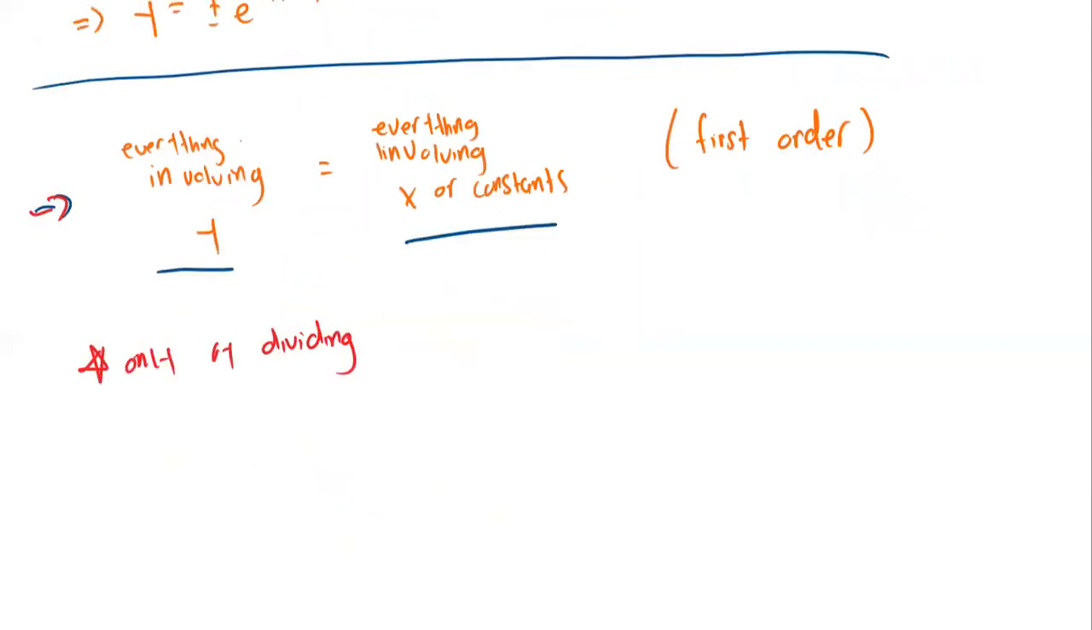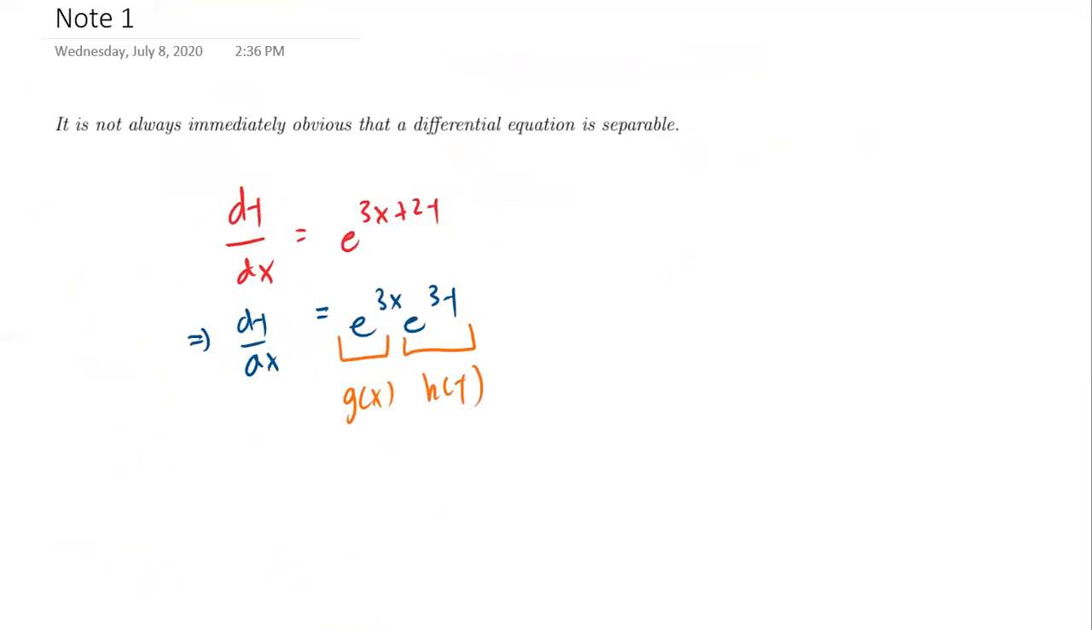The thing to note is that I did mention that you want to be able to write everything involving y on one side and everything involving x on the other only by dividing. If you try to move things around by subtracting, then that won't work with this algorithm. Now, I also mentioned that it's not always obvious that a differential equation is separable. Sometimes you have to rewrite it to make it clear: okay, this is separable. I have some expression only involving y's and constants times some expression only involving x and constants. The example that we did before was a good example of this.